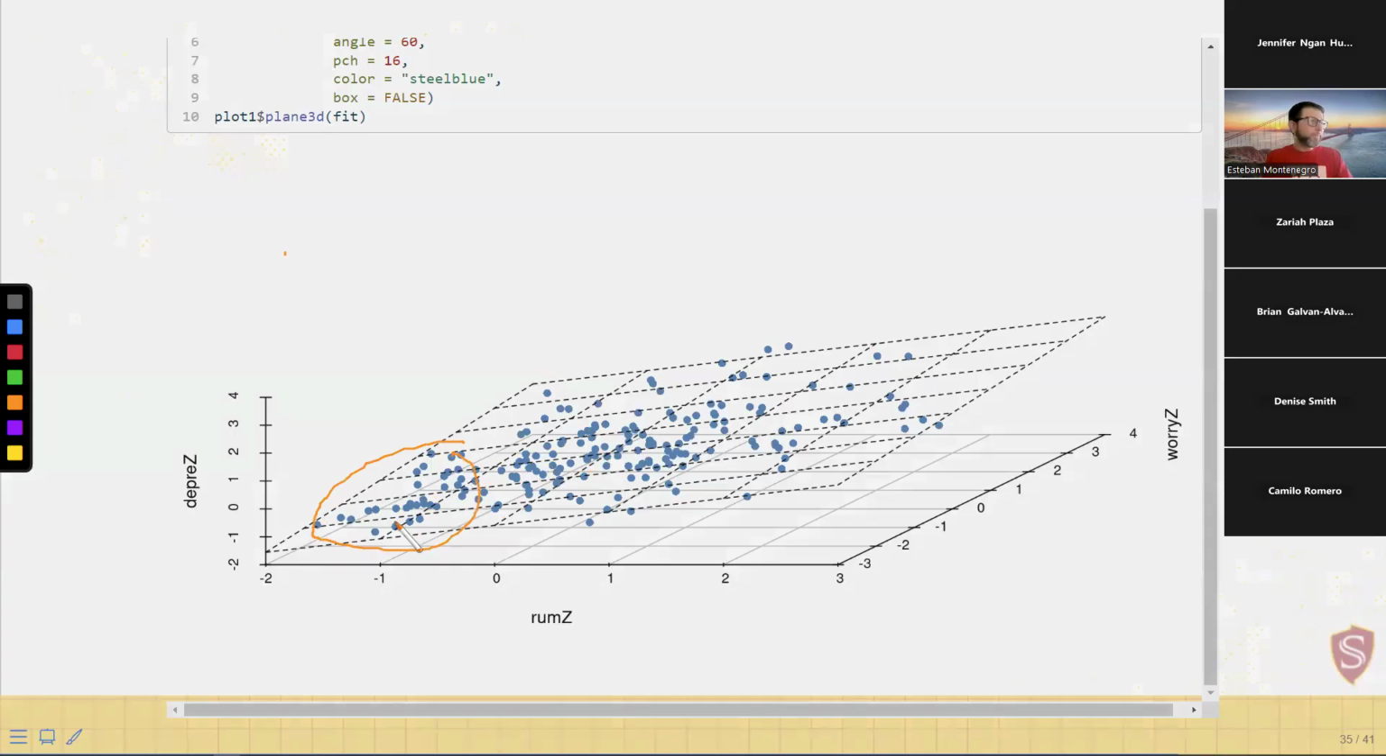People who are in this area are people who don't worry too much because they are -1 standard deviation below the mean, 2 or -3. They also are below the mean on rumination, and they also are below the mean on depression, right? Well, actually, I should draw this around here. These are the people who are doing better. They don't ruminate, they don't worry a lot, and they practically don't have depression.